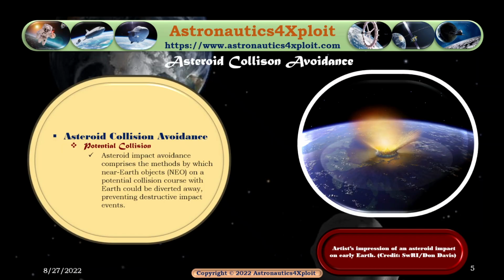Asteroid collision avoidance. Asteroid impact avoidance comprises the methods by which near-Earth objects on a potential collision course with Earth could be diverted away, preventing destructive impact events. Artist's impression of an asteroid impact on early Earth is shown in this picture.